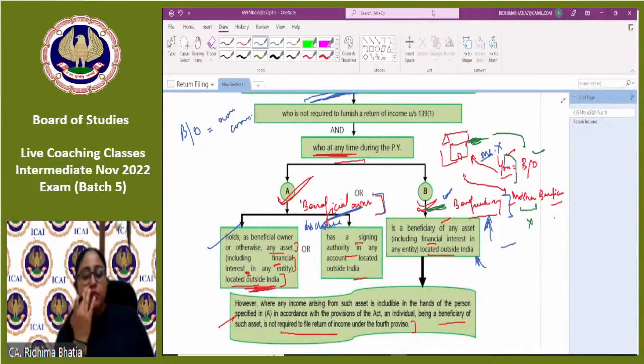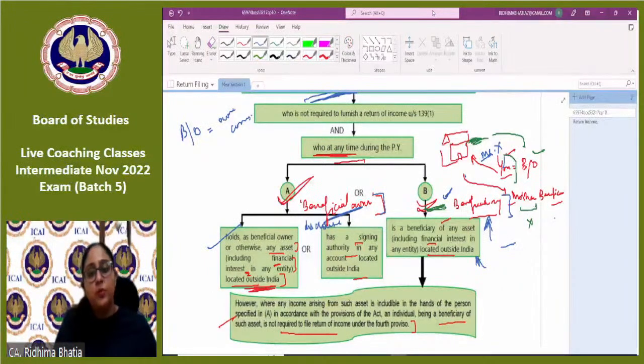Ultimate benefit, Pradeep, ultimate benefit किसको मिल रहा है? ज्योति के केस में बेनिफिशियरी इज अ नॉन रेजिडेंट, बेनिफिशियल ओनर इज एन आरओआर, तो आरओआर को तो रिटर्न फाइल करना ही है, बेनिफिशियल ओनर को रिटर्न फाइल करना ही है. करेक्ट. ठीक है. So now is it clear who has to file the return of income?